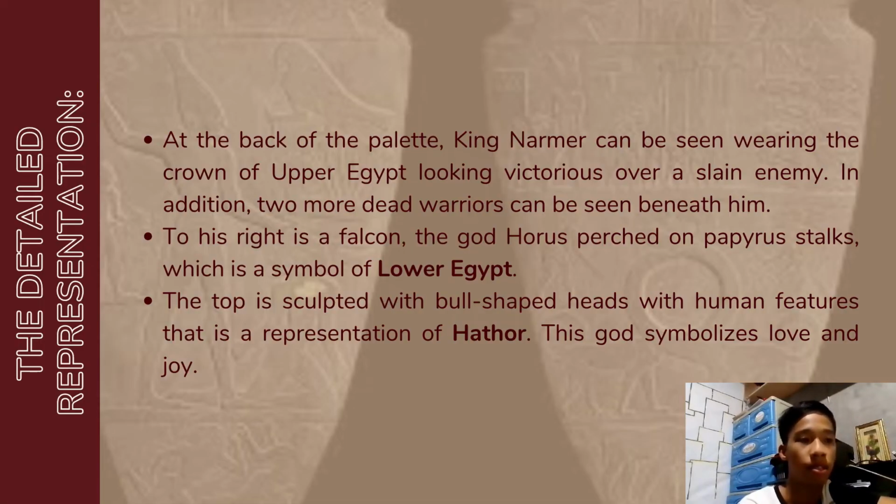The detailed representation: at the back of the palette, King Narmer can be seen wearing the crown of Upper Egypt, looking victorious over a slain enemy. In addition, two more dead warriors can be seen beneath him. To his right is a falcon, the god Horus, perched on papyrus stalks, which is a symbol of Lower Egypt. The top is sculpted with bull-shaped heads with human features that is a representation of Hathor. Hathor is a goddess who symbolizes love and joy.